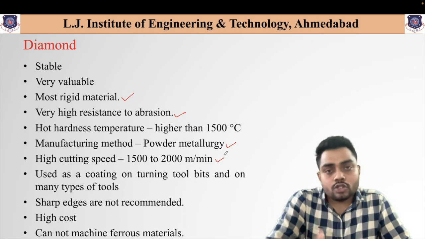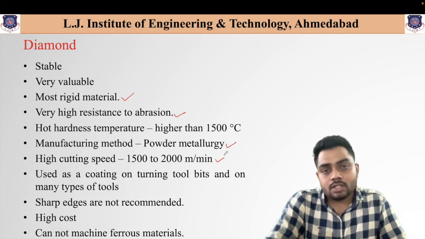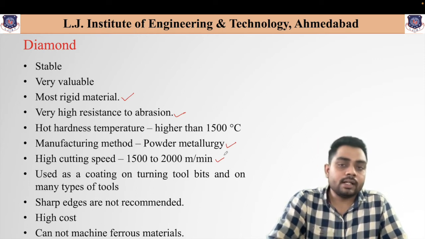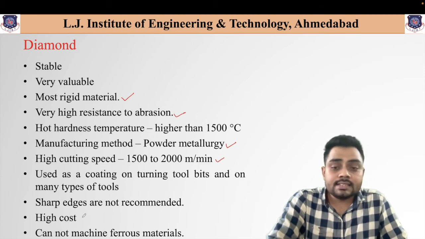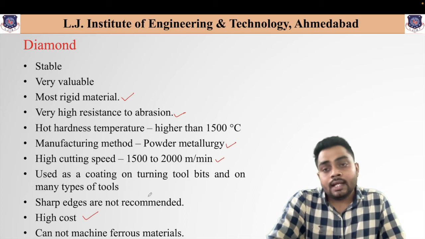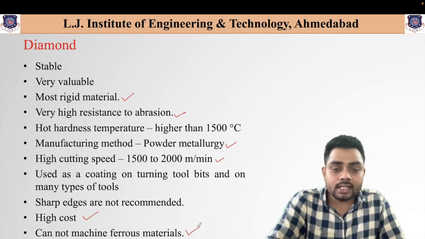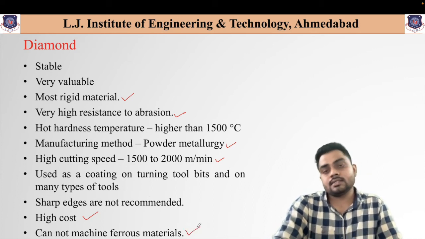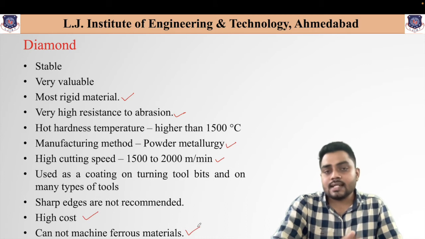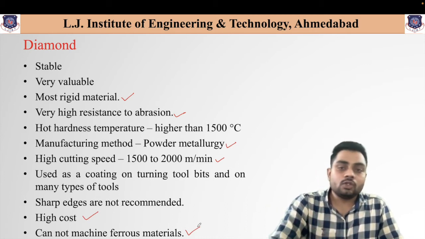Now it is also used as a coating on the turning tool bits and also on many different types of tools. And for this diamond also, sharp edges are not recommended. But the major limitation is the cost involved, because the cost of diamond tools is very high. And as the diamond involves a larger amount of carbon, this particular diamond tool is not recommended for ferrous materials, because ferrous material reacts with the diamond and it may deteriorate the properties of the diamond tool also.